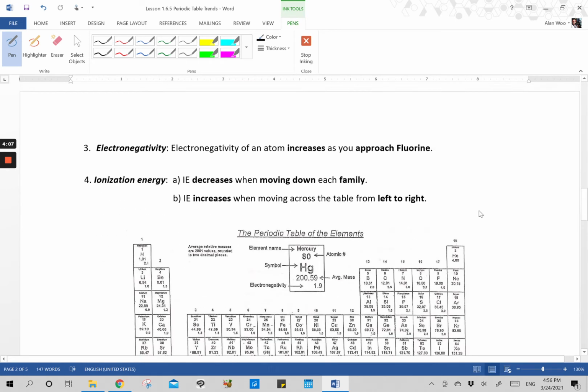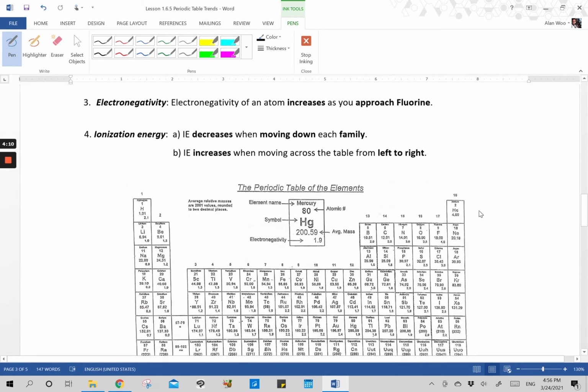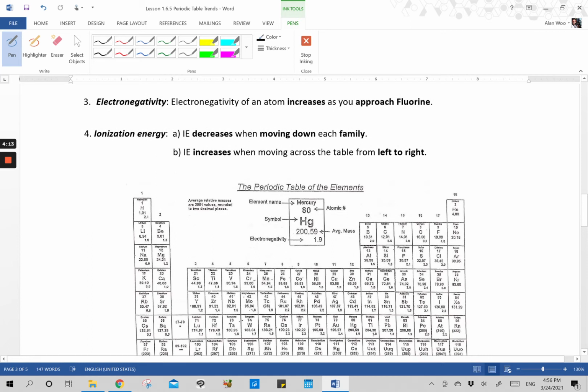As we approach electronegativity and ionization energy, these were two newer concepts that were introduced to you in this unit. Electronegativity means the ability for an atom to attract electrons. So when we're looking at something like this, the electronegativity of an atom increases as you approach fluorine. So that means electronegativity increases when you move from left to right across the periodic table.